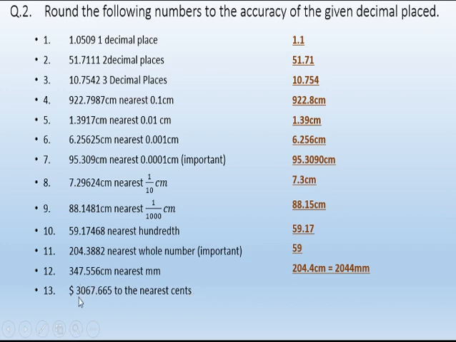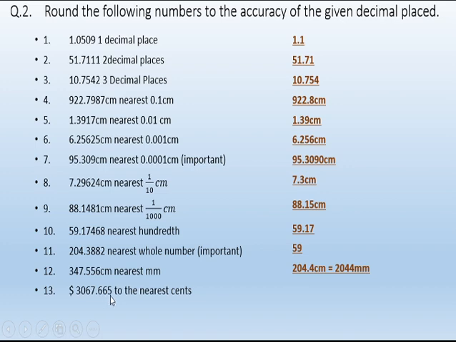Now this is $367.665 to the nearest cent. Now we know that there are 100 cents in a dollar. So 100 cents means we'll be considering the units, tenth and hundredth.